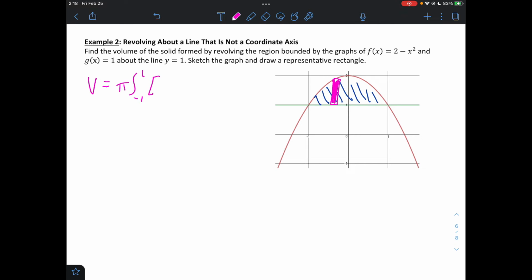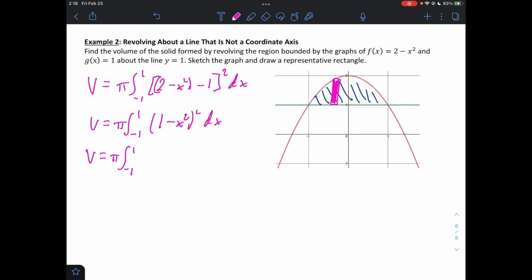The radius here is function minus axis squared dx. So once again, pi r squared h. So pi, let's simplify this here. We have 1 minus x squared squared dx. Let's do this one by hand. So pi, we have to simplify this out to be 1 minus 2x squared plus x to the 4th, dx.